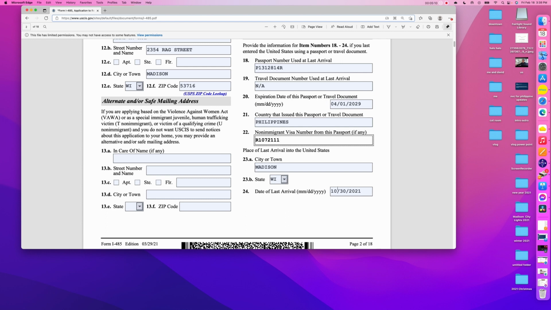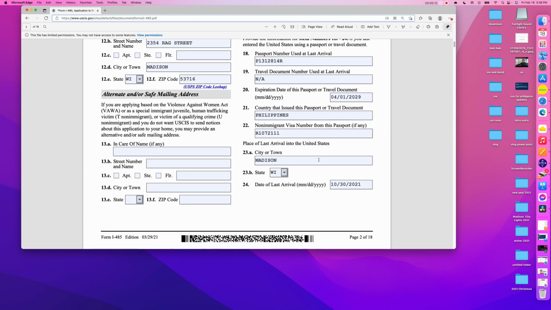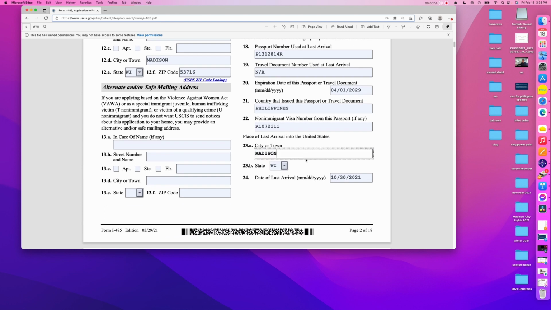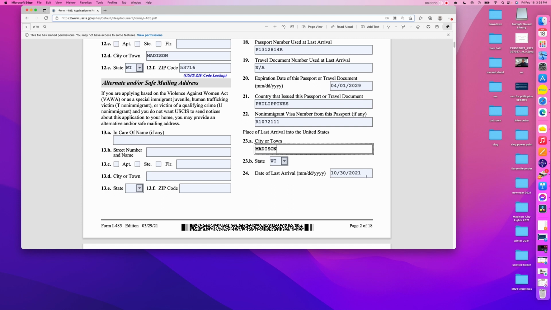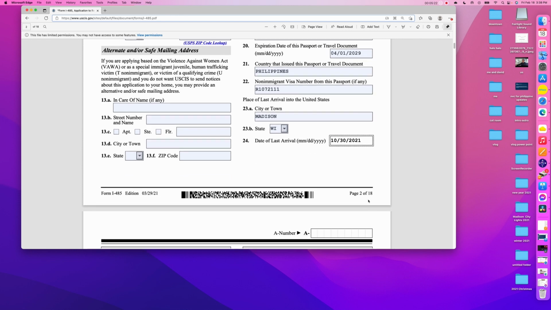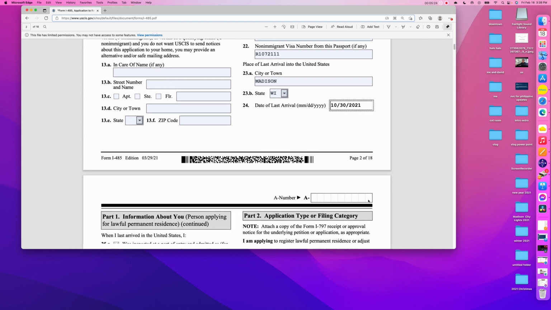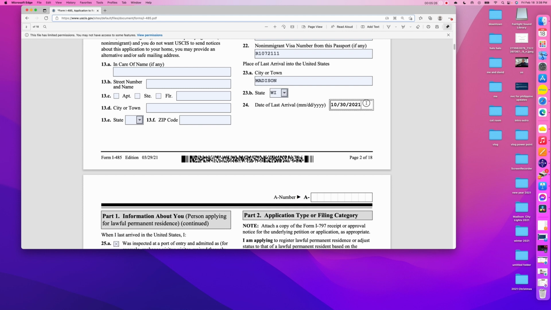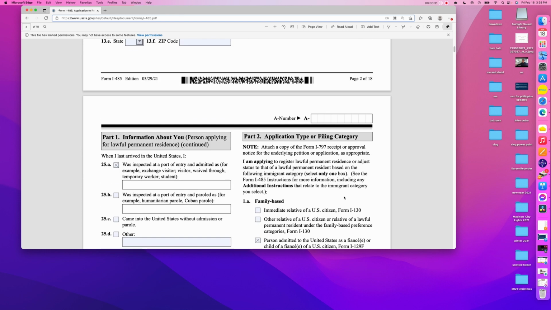You can see that. All right, so this is my state, my city. I'm in Madison. The date of arrival is based on the stamp on your visa. You can see that, guys. The officer in immigration will stamp your visa, and you base your date of arrival on the stamp on your visa.